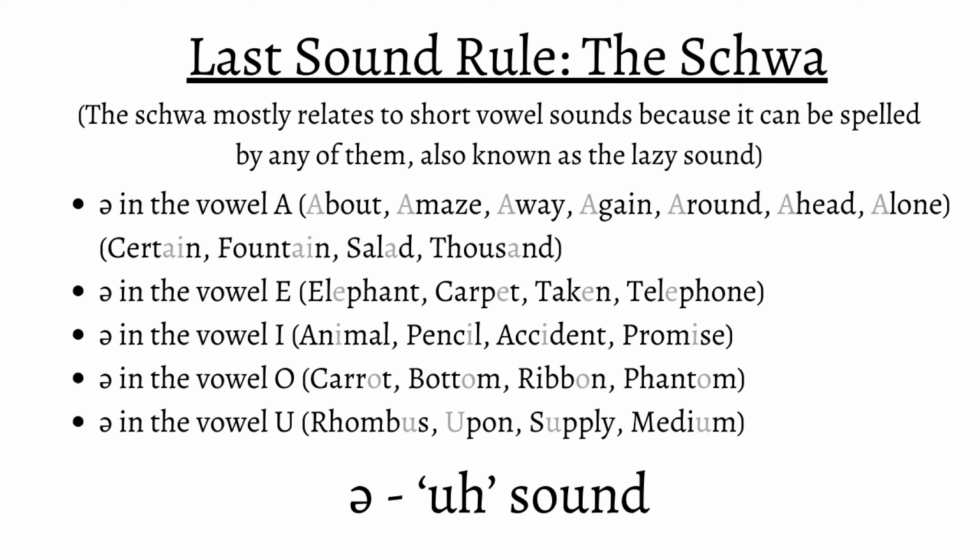The same thing can also be done with the remaining vowels, having a schwa, which cuts down the effort of speaking and raises the amount of information that can be said a lot faster. Elephant, carpet, taken, telephone, animal, pencil, accident, promise, carrot, bottom, ribbon, phantom, rhombus, upon, supply, medium. Ultimately, the English schwa is a low-effort phoneme that allows parts of speech to sound faster, and the more ideas our brains can get across, the better our understanding will be.